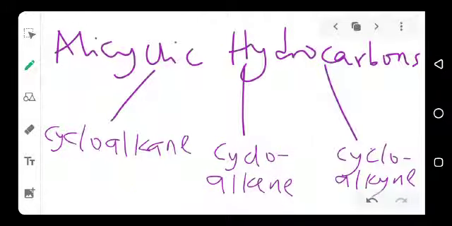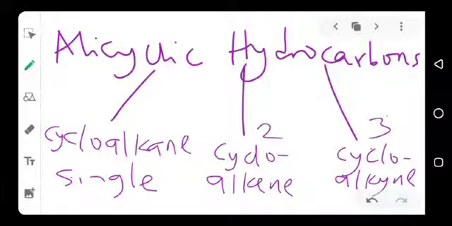So this is cycloalkane, the one that has single bond all through. Now this has a double bond, a cycloalkene, and this has a triple bond, a cycloalkyne. Okay, now we talk about cycloalkane.